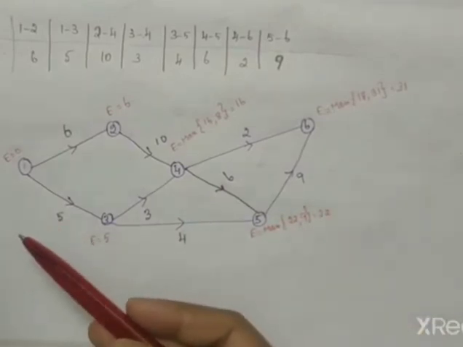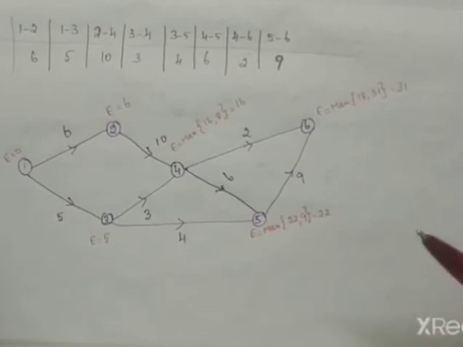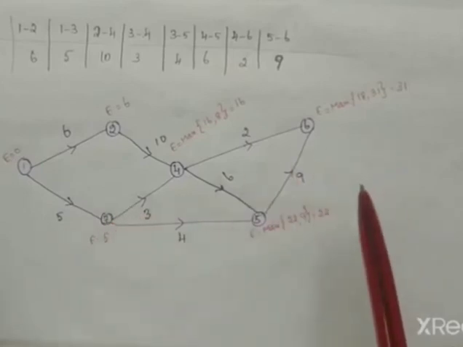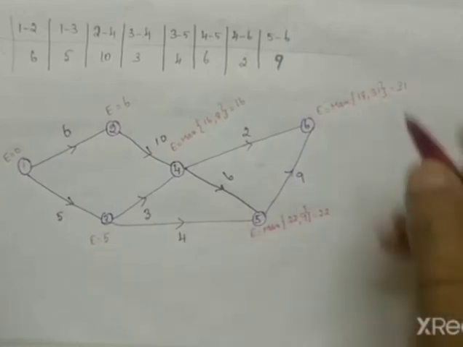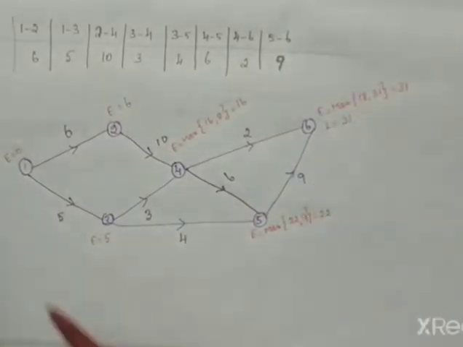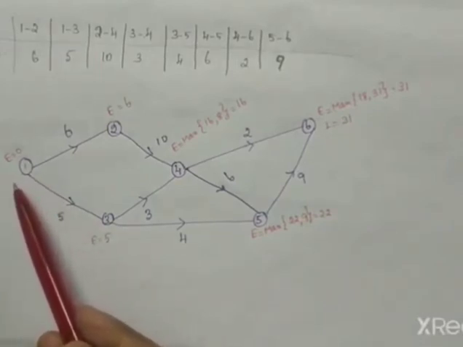The E value is calculated from the incoming activities, taking the maximum value. Similarly, the L value depends on the outgoing activities, taking the minimum value. So you have to be clear about this: E is incoming activity and maximum value; L is outgoing activities and minimum value. So for this we consider the L value to be 31. Here the E value will be 0. This is our starting assumption.